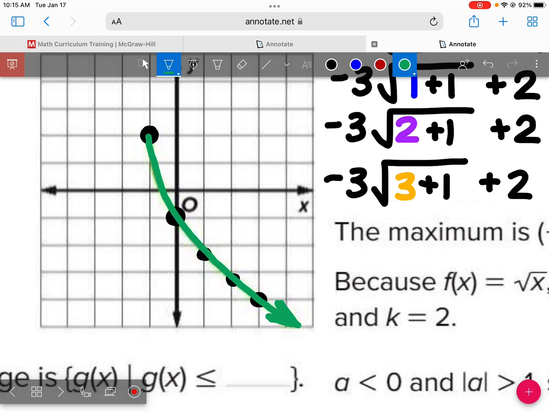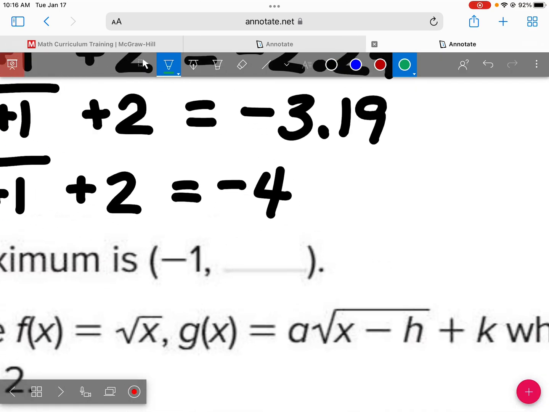What is the maximum on this whole graph? What's the highest it ever goes? 2. -1, 2 would be my maximum. The x part where it's the highest is -1. The y part where it's the highest is 2.